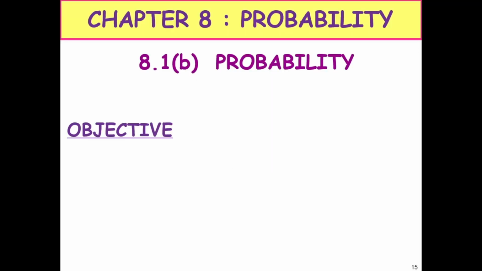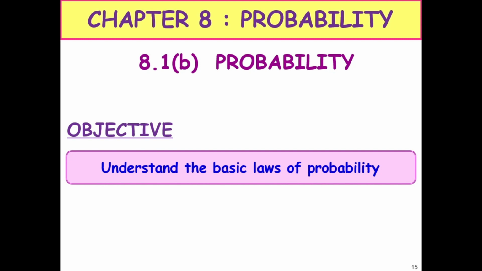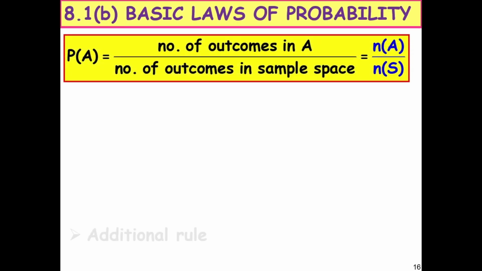Assalamualaikum and hi. In this video, we are going to look at and understand the basic laws or rules of probability. The first rule, or the first formula that we have to know, is to find the probability of an event A. P of A is equal to the number of outcomes in A over the number of outcomes in the sample space, or N of A over N of S.